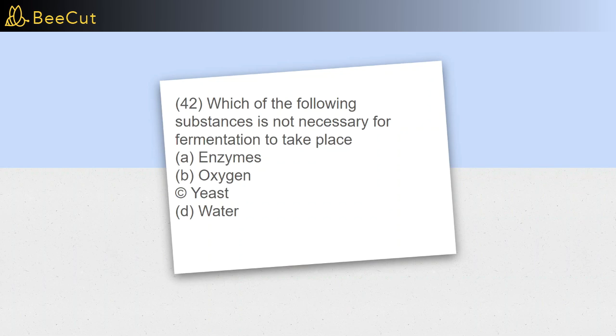Number 42. Which of the following is not necessary for fermentation to take place? A, hexane; B, oxygen; C, yeast; D, water. The best option is B, oxygen.